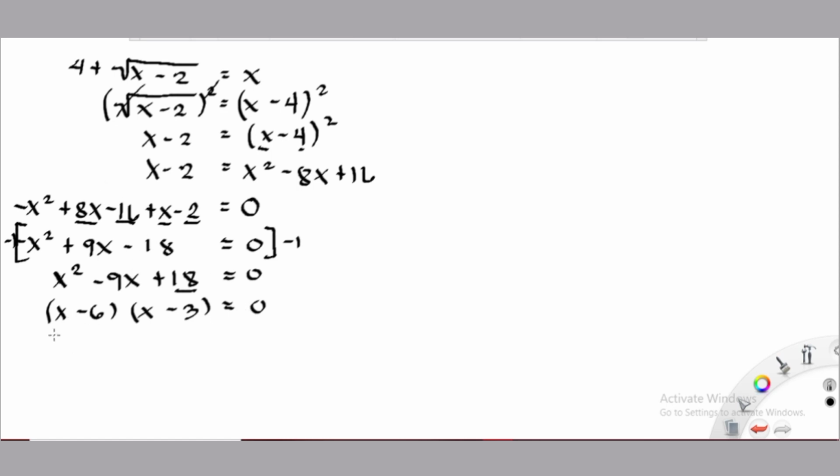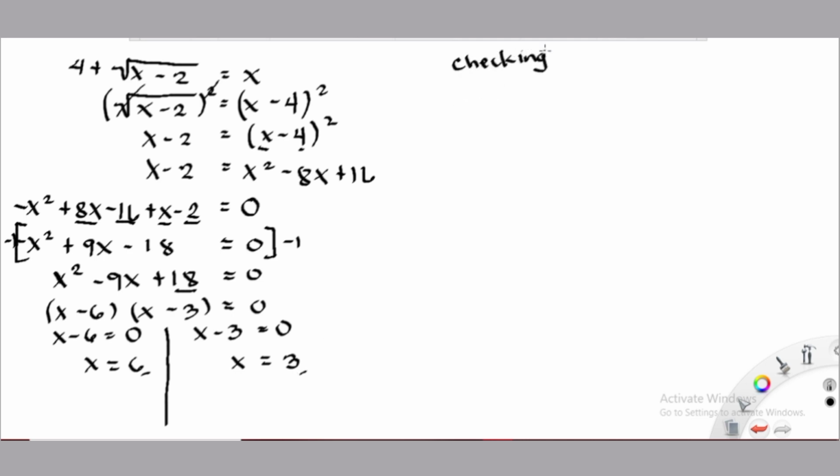Now, let us write this as x minus 6 equals 0 and x minus 3 equals 0, and solve for x. Let's start with this one first. Solving for x here, we will have x equals 6, and here we have x equals 3. So, as you can see, we have two values of x which are 6 and 3. Let us proceed to checking.